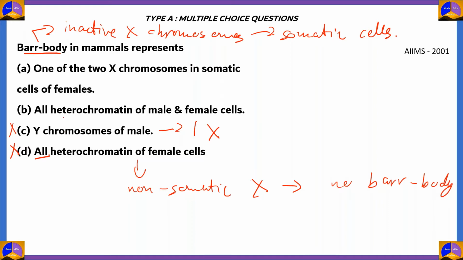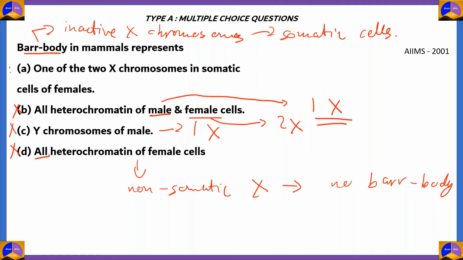What about option B? All heterochromatin of male and female cells. Again, we see that males have only one X chromosome, while females have two X. So in order for a healthy male, you should have at least one X chromosome that is active. So therefore, option B is incorrect. All heterochromatin of male and female cells do not represent a bar body.